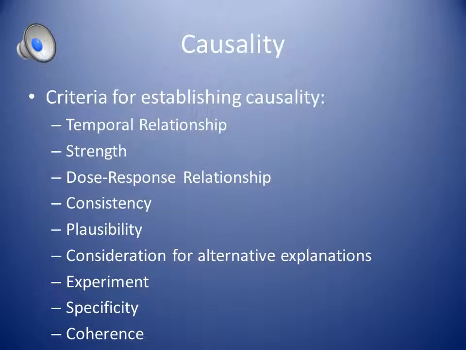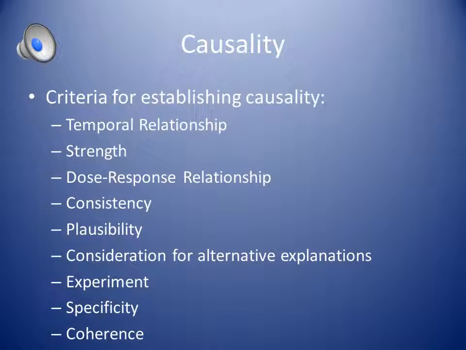There are several criteria for establishing causality. The first is temporal relationship, where there must be an exposure preceding the outcome. If someone believes a certain factor causes a certain outcome, then that factor must always precede the outcome. Strength means the stronger the association between a cause and effect, the more likely the relationship between the two is causal. Dose-response relationship means an increase in the amount of exposure increases the risk of the outcome. Consistency means the association is consistent when the results are replicated. Plausibility means that there must be a theoretical basis for establishing the association.